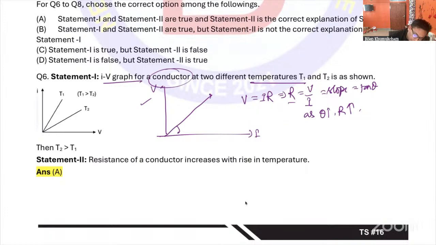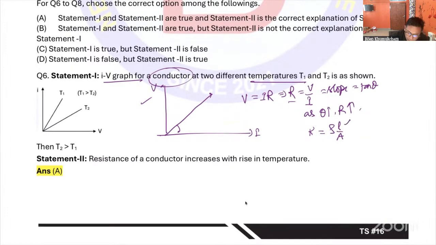So let's write the expression: resistance of a conductor equals rho L by A. As length and area are assumed constant, resistance depends only on the resistivity, which is a material property, and on the temperature. Resistivity depends on the type of material, temperature, and pressure. For a conductor, as the temperature increases, resistance will also increase.